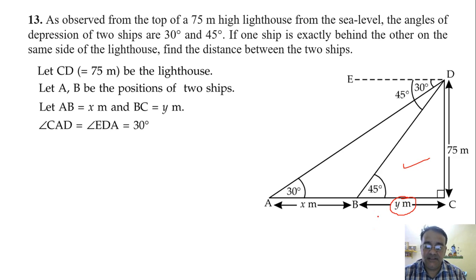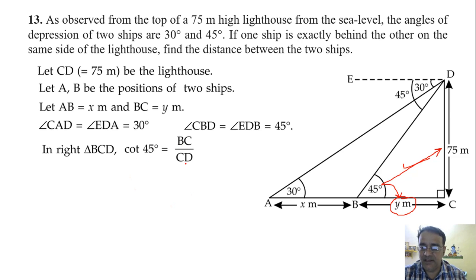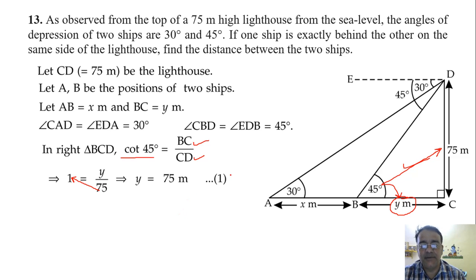So we'll take this triangle first, because in this triangle we can easily find the value of y. Here we can use either cot theta or tan theta. If we use cot theta, this side is opposite and this is adjacent. Cot theta is adjacent upon opposite, so we get BC upon CD. I am using cot theta. The value of cot 45° is 1. BC is y and this is 75, so 1 is equal to y upon 75. So we'll get y equals 75 meter. Let it be equation number 1.